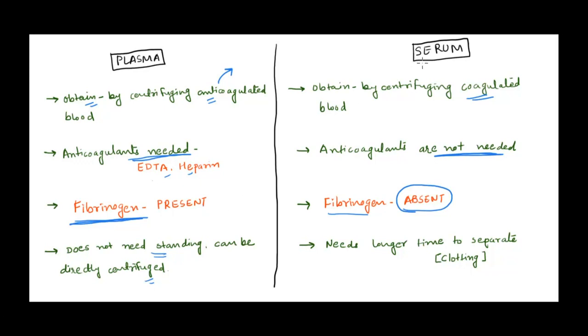In case of serum, we need the blood to clot, so we allow the blood to stand for a period of time. So it takes longer time if you want to separate serum, right? Because the blood clotting process has to occur. So these are the differences between plasma and serum. The key difference between plasma and serum is plasma contains fibrinogen and serum does not contain fibrinogen. So where are we using this plasma and serum?